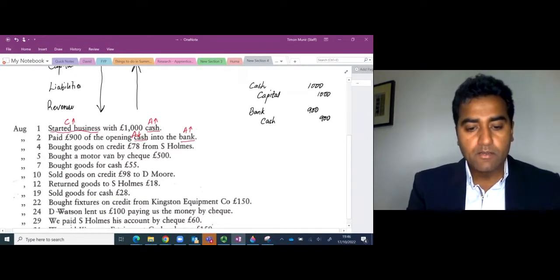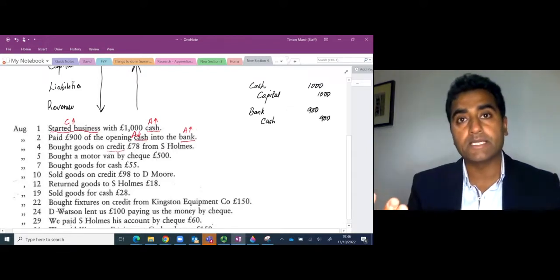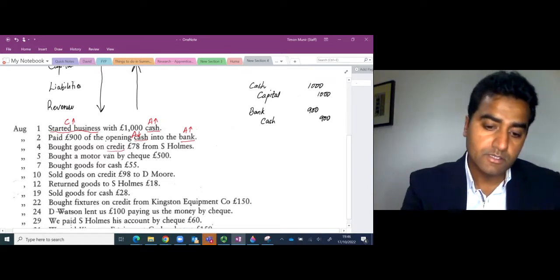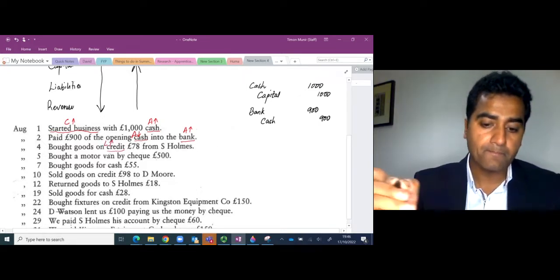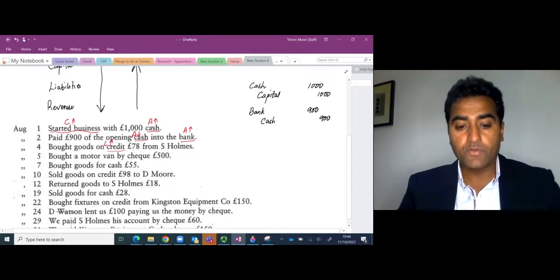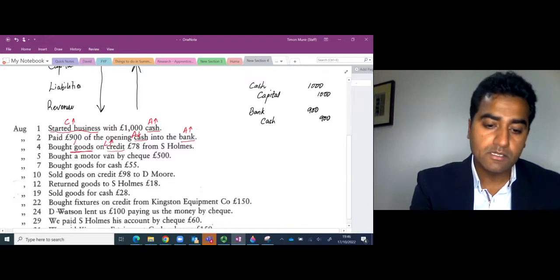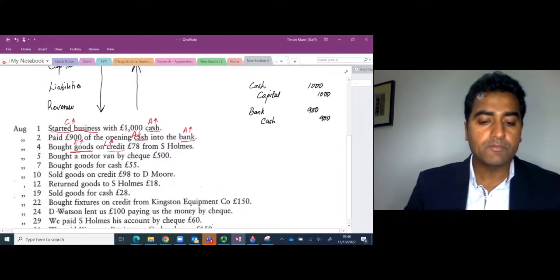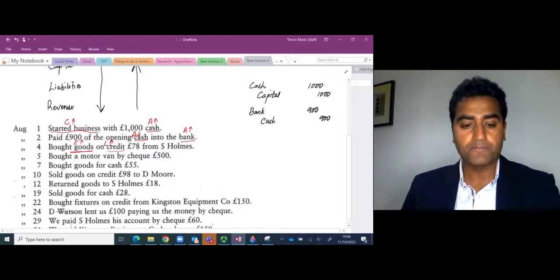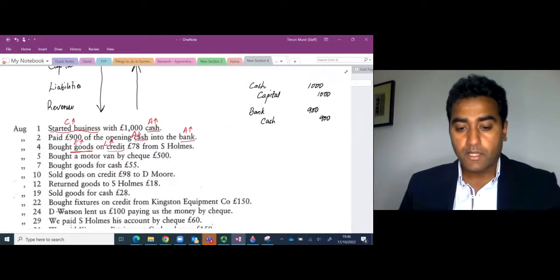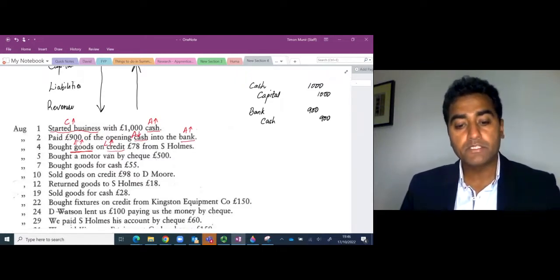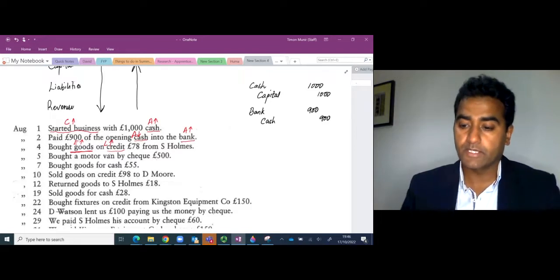The next entry is bought goods on credit from S Homes. So we are buying on credit. That means we will be paying later. So it's a liability, which is increasing. On the other hand, we are buying goods, purchases. Purchases are trading goods which we will sell later. So purchases are recorded as an expense. And therefore my double entry will be purchases debit and payables credit.